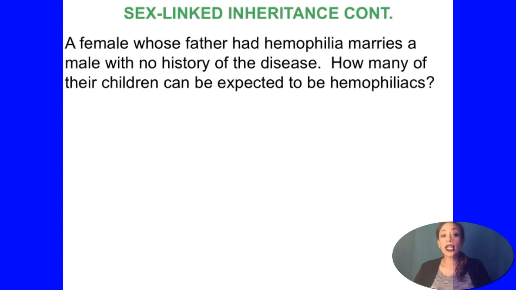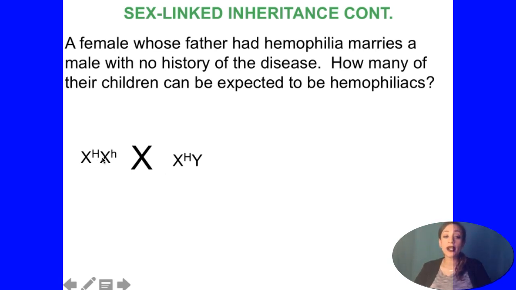So let's look at another scenario, and you guys are going to work on this one. Go ahead and pause it and try to work this out on your own. A female whose father had hemophilia marries a male with no history of the disease. How many of their children can be expected to be hemophiliacs? I know it sounds very similar to the last problem, but it's not. Look at the very beginning of the question: a female whose father had hemophilia.